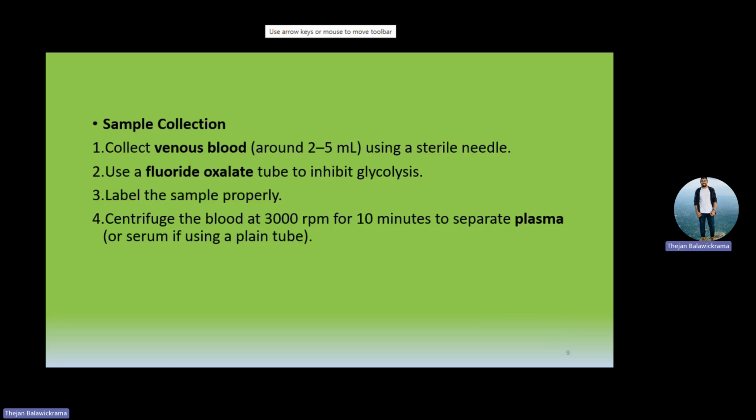And then, right, now we take the tube. Test tube, or the fluoride oxalate tube. Now, if the sample is in this tube, we label it. Do you know the process called centrifuge?